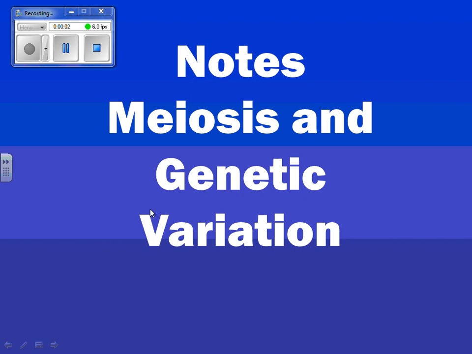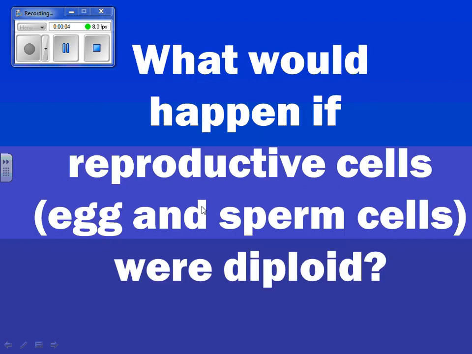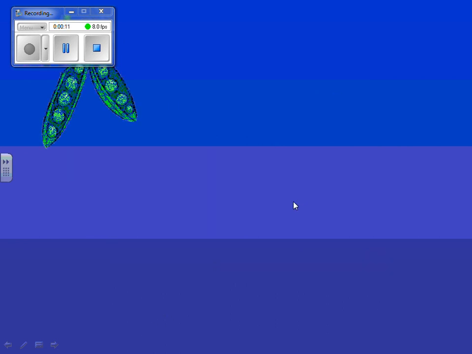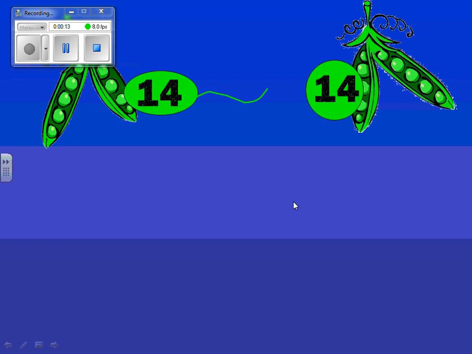Here's a quick review about meiosis and genetic variation. So the question is, what would happen if reproductive cells, your egg and your sperm, were diploid? And here's a little picture. We got some peas that are diploid. Their diploid number is 14.